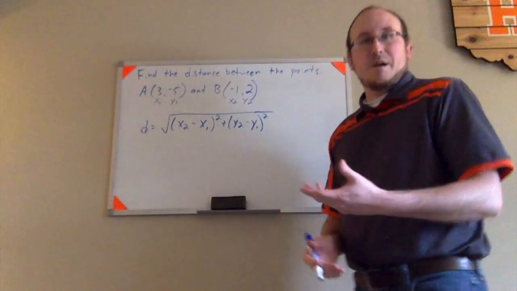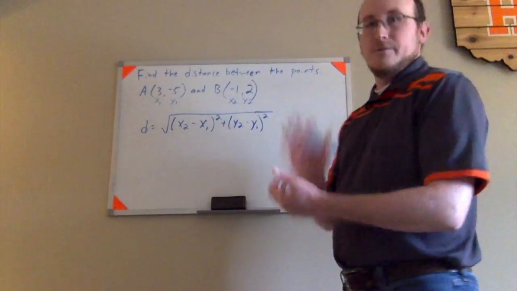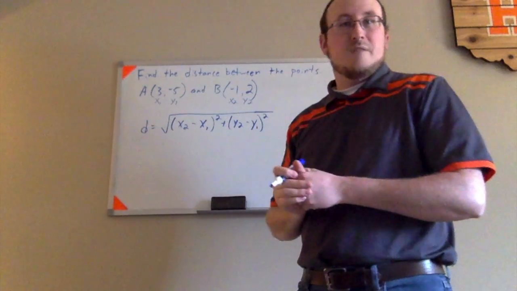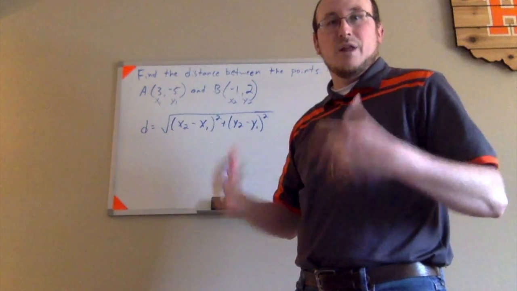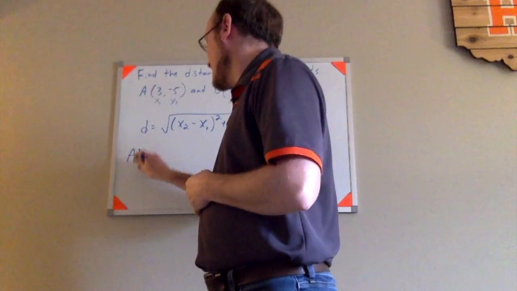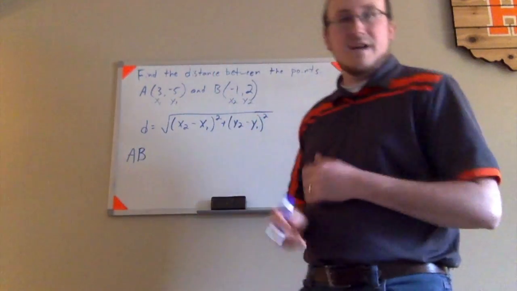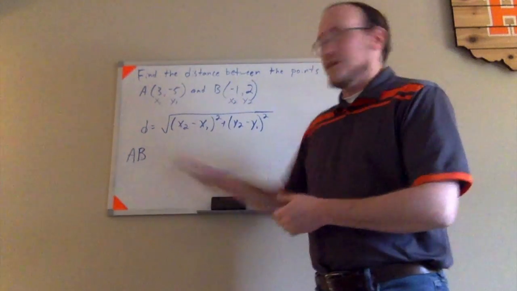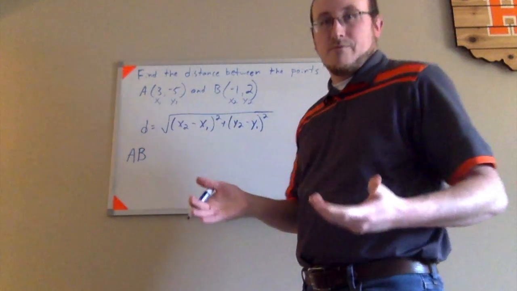So now I'm going to go ahead and make my substitutions. I'm also going to use a little bit of notation from geometry. If I want to know the distance between points A and B, that would be equivalent to saying what is the length of line segment AB. If you remember your notations from geometry, I can just write AB like that, capital A, capital B, with no line or anything above it, means the length of line segment AB, which is really what we're finding here.